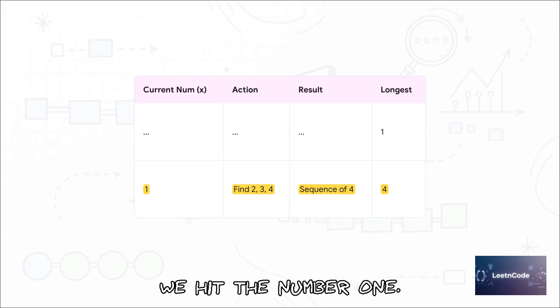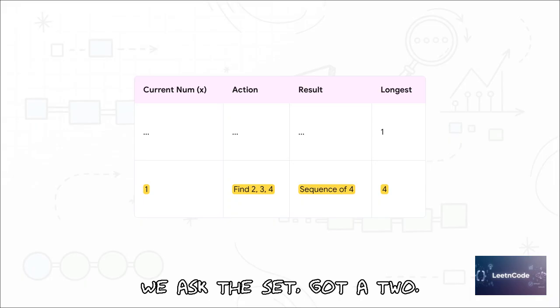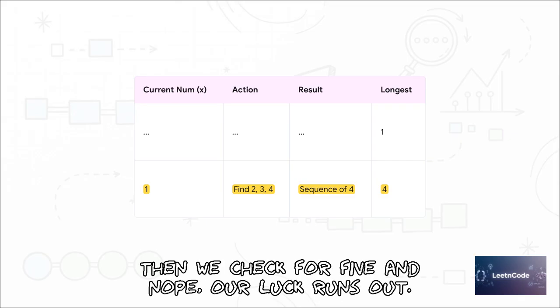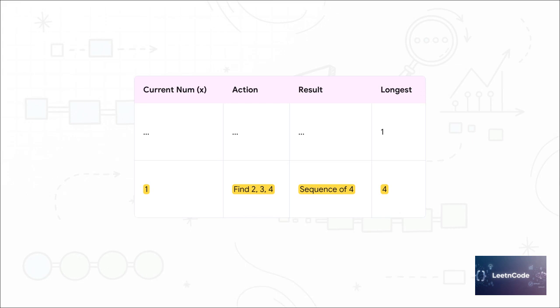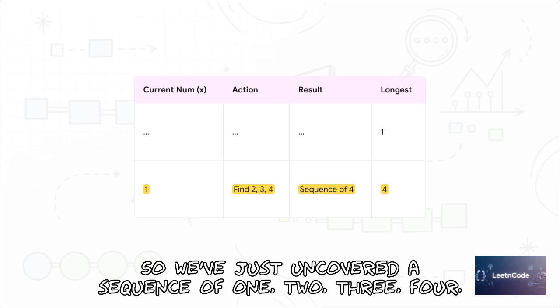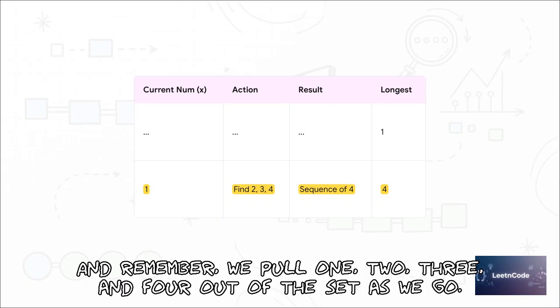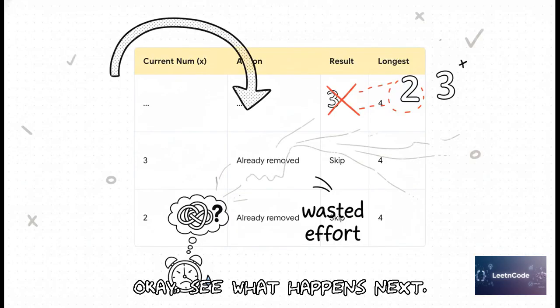We hit the number 1. We ask the set, got a 2? And it says, yep, awesome. How about a 3? You bet. Okay, what about a 4? It's here too. Then we check for 5 and nope, our luck runs out. So we've just uncovered a sequence of 1, 2, 3, 4. That's a length of 4. We update our scoreboard. And remember, we pull 1, 2, 3, and 4 out of the set as we go.